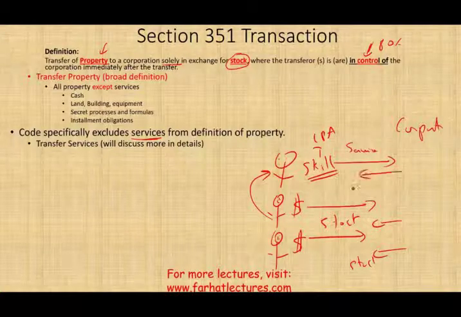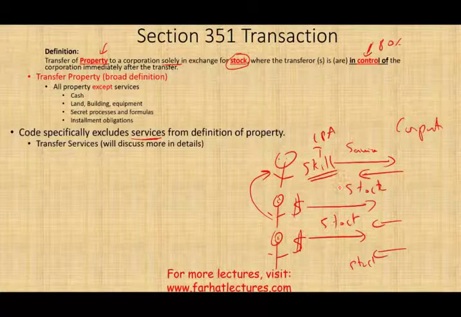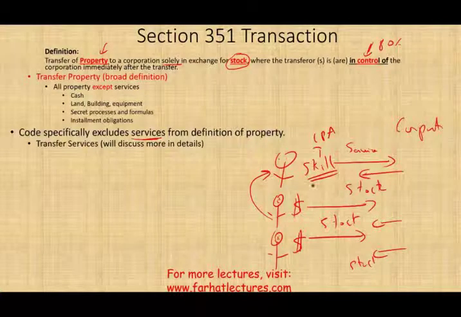In return, they receive stocks. So what happened here? Well, guess what? Services is not included in the Section 351 transaction. So services is not considered a property. So what's going to happen? This individual basically earned the money. Well, guess what? If you earn the money, it's ordinary income.